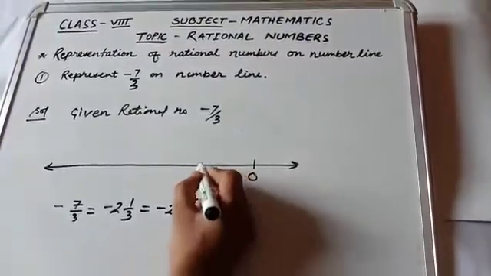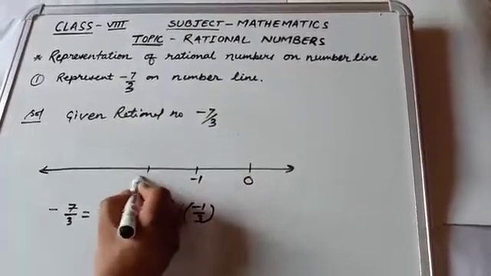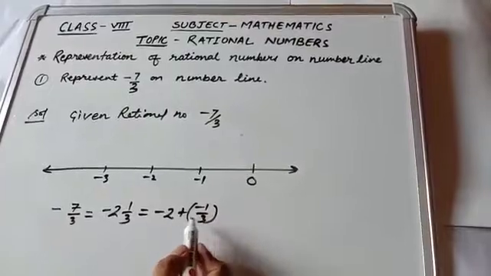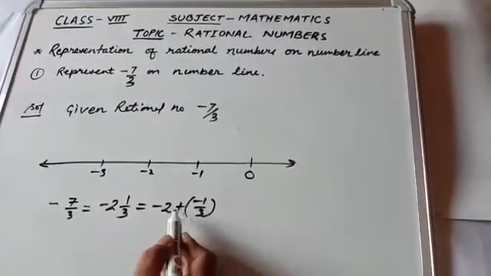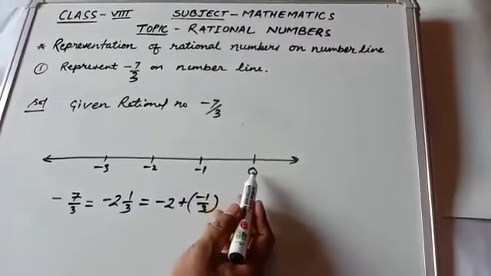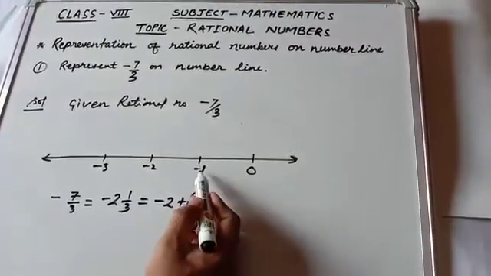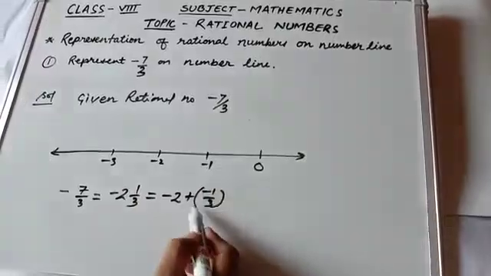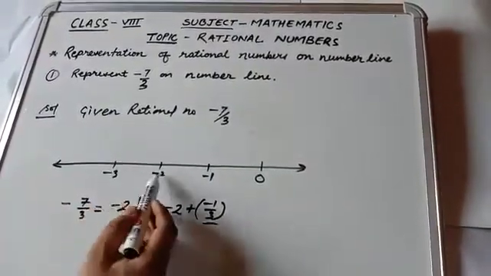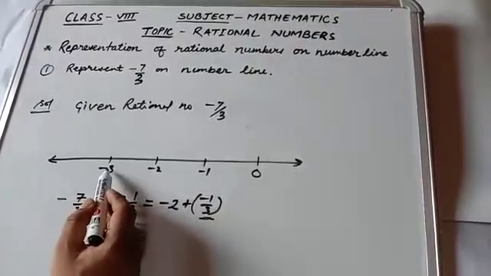So we will make here minus 1, minus 2 and minus 3. So this rational number lie between minus 2 and minus 3. So we will start from 0 towards left, 0, minus 1, minus 2. Now look at this number, that is minus 1 by 3. So denominator is 3. We divide this portion into 3 equal parts.